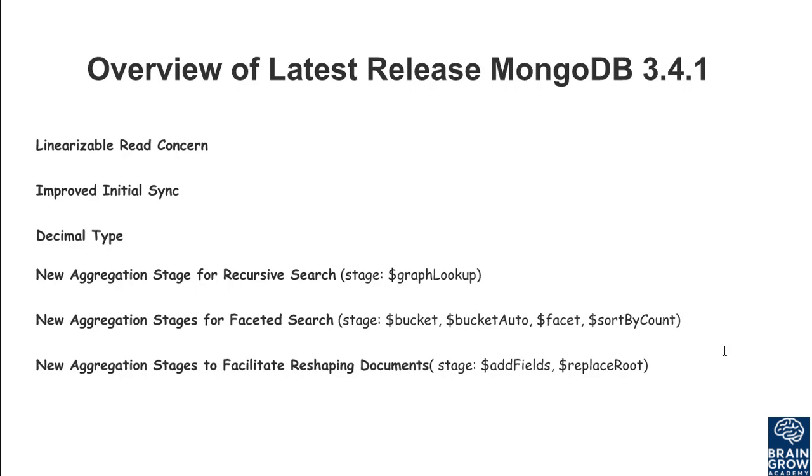The next change that has come along with MongoDB 3.4.1 is decimal type data. MongoDB has introduced a new data type, that is decimal type. With this we can have decimal 128 format support, that is 34 decimal digits. That is the significant digits I'm talking about, and the exponent range is from -6143 to +6144. We will see how we can do that.